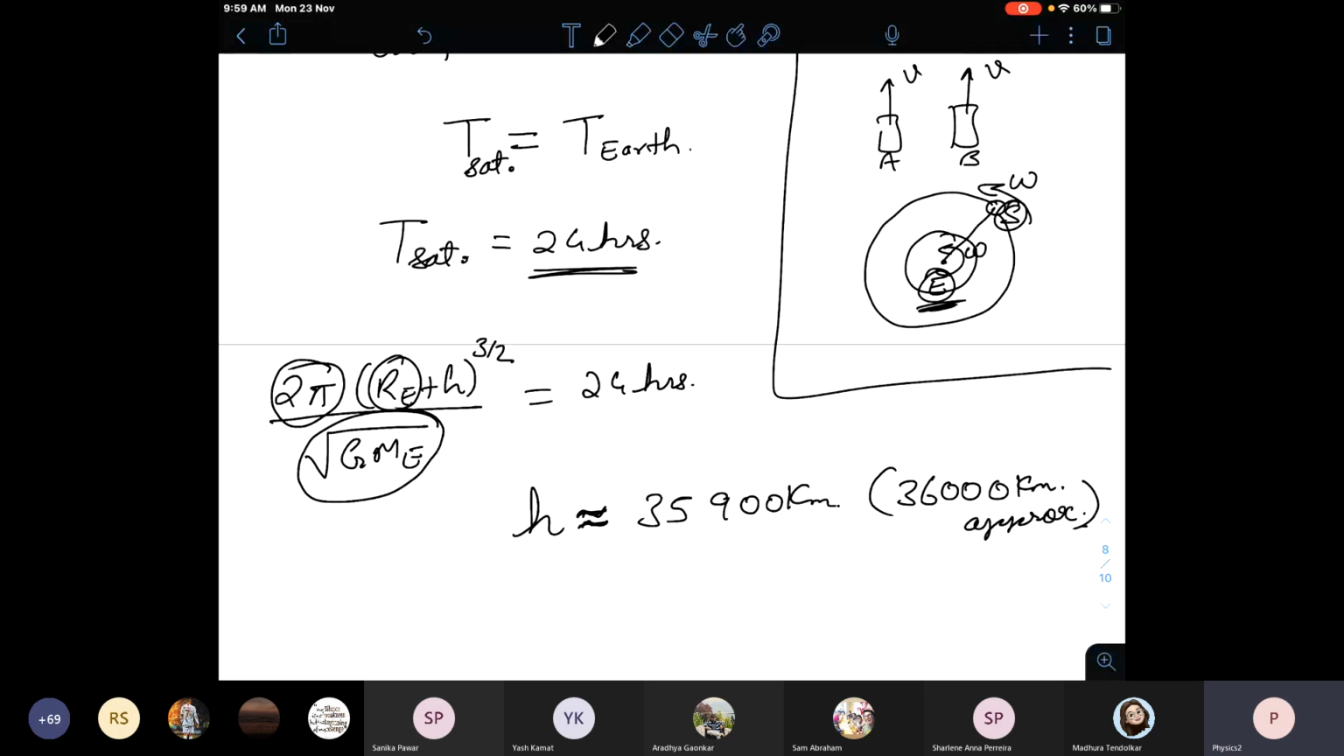Is it clear? Any doubt in any of these things which I have done? Okay, so this was your satellite. Your satellite topic is done.